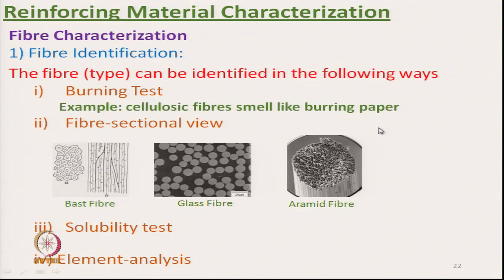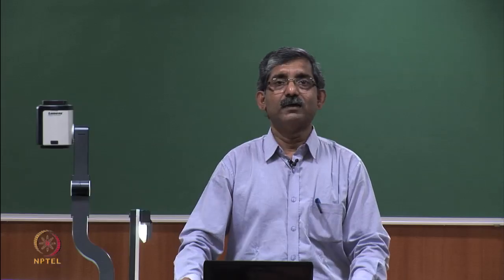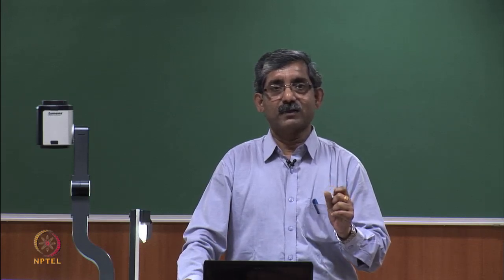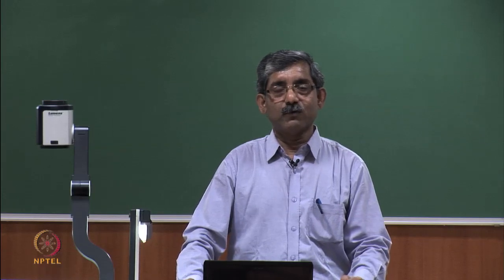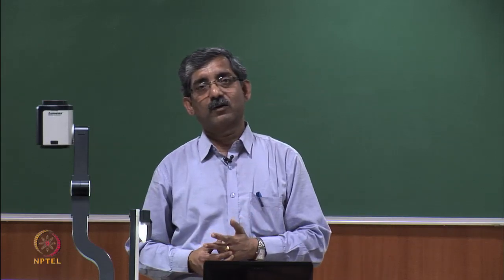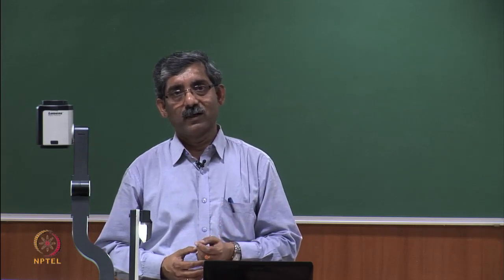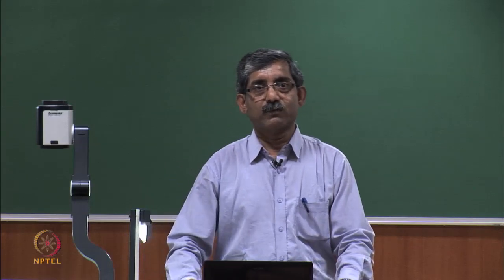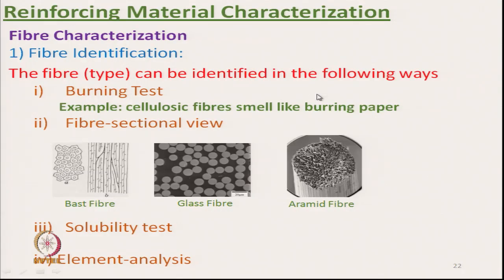First, the fiber characteristics. Fiber characteristics starts with the identification of fiber. First, we have to identify which fiber is being used in a composite material. That fiber identification is very important. Before we start proceeding for composite manufacturing, we must know which fiber is being used. The fiber can be identified in different ways.